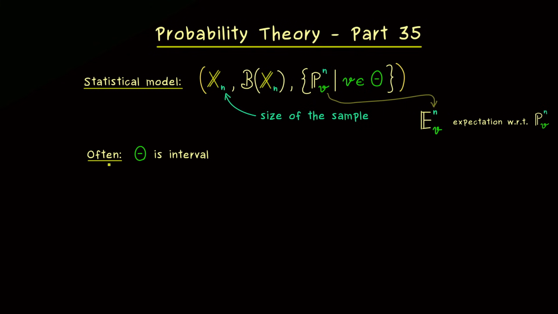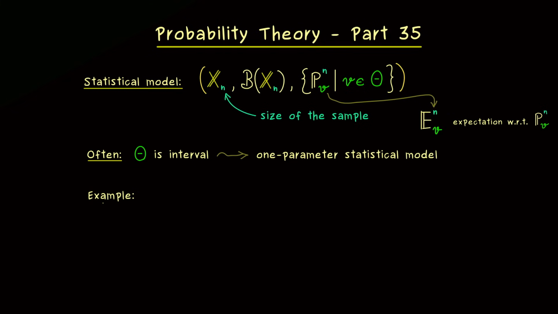And indeed, often our statistical model is not too complicated and theta can be chosen as an interval. And then we simply speak of a one-parameter statistical model. This is quite helpful because then we can use functions, real-valued functions, that map into this interval.